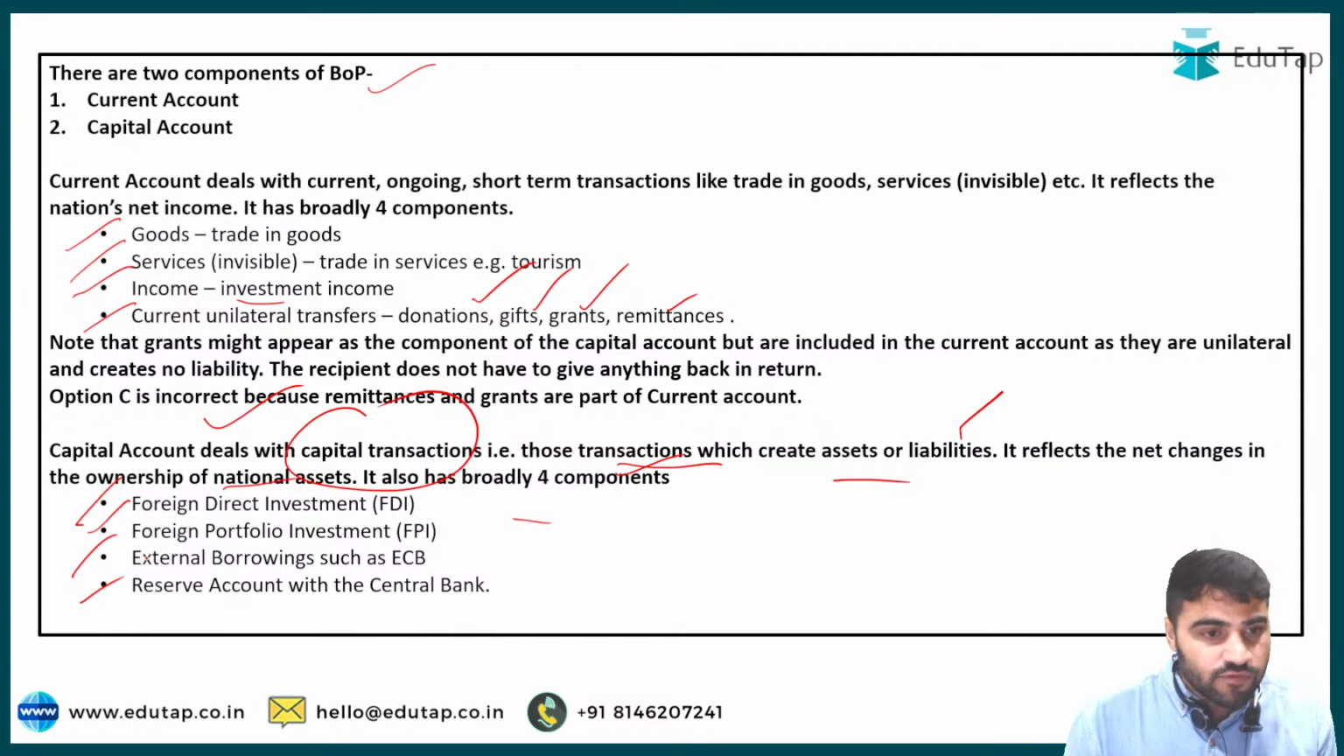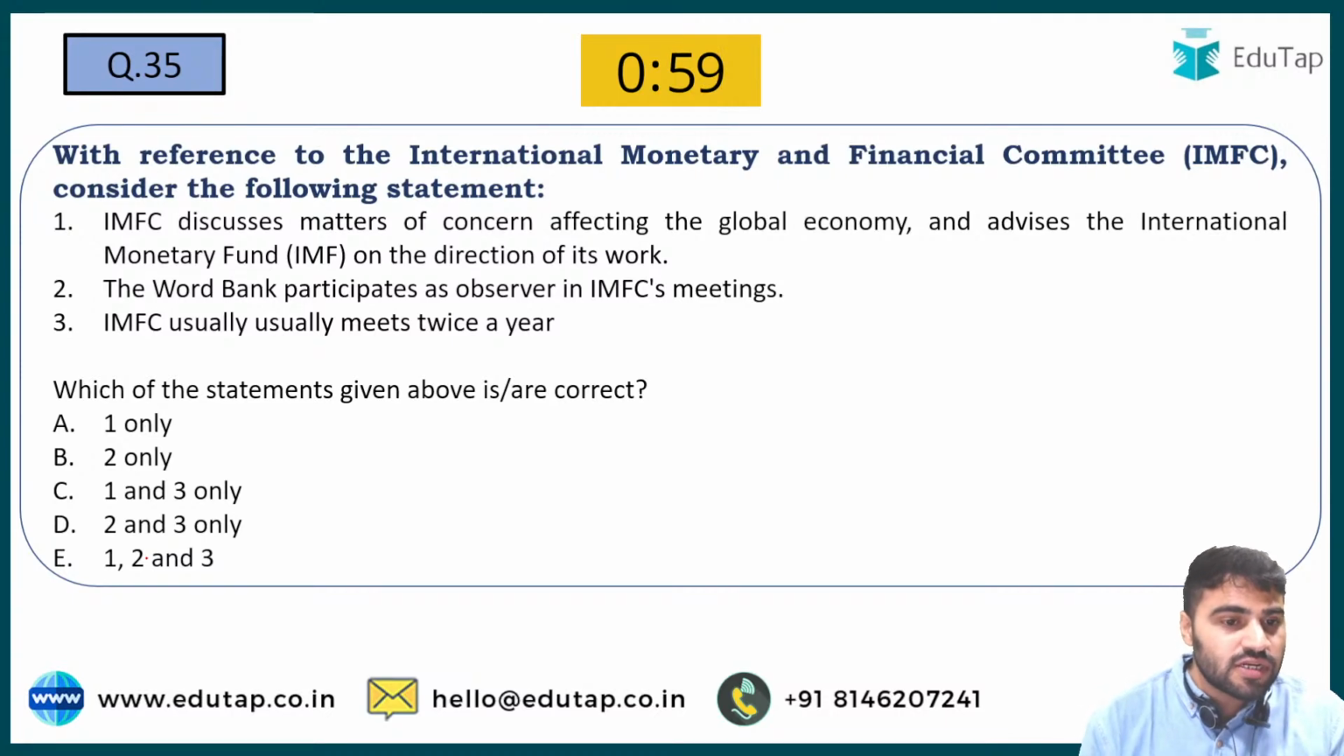Okay, now let's move to question number 35. With reference to the International Monetary and Financial Committee, that is IMFC, consider the following statements. 1. IMFC discusses matters of concern affecting the global economy and advises the International Monetary Fund on the direction of its work. 2. The World Bank participates as an observer in IMFC's meetings. 3. IMFC usually meets twice a year. Your options are: 1 only, 2 only, 1 and 3 only, 2 and 3 only, or 1, 2 and 3.